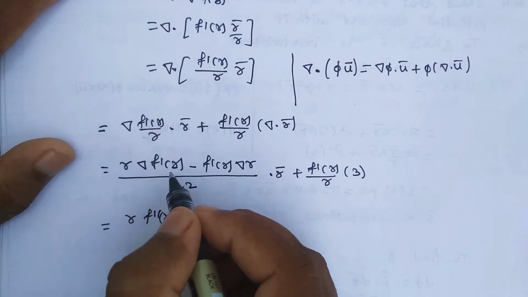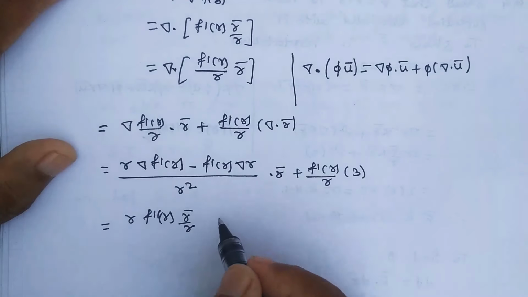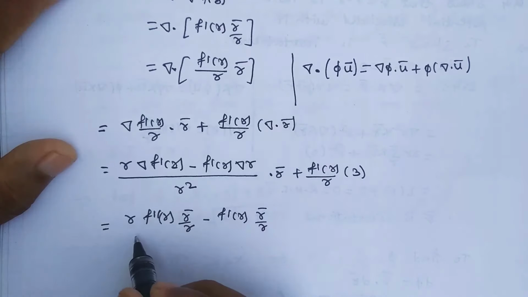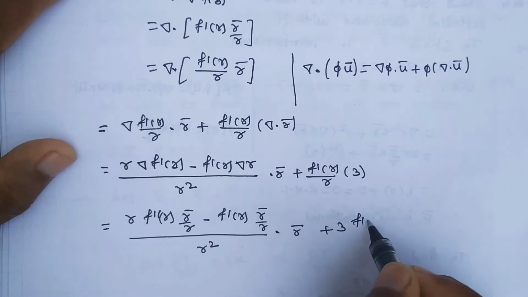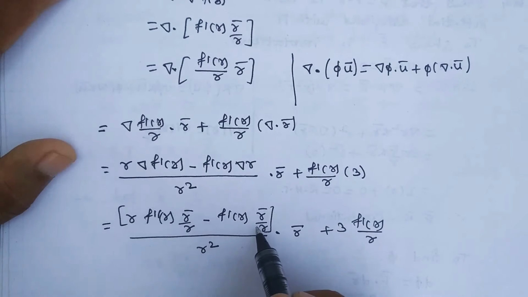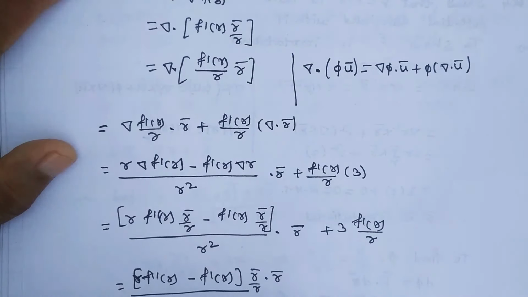So the derivative of f dash of r is f double dash of r into the derivative of r, that is del r, which is r bar upon r, minus f dash of r, the value of del r is r bar upon r square, dot r bar, plus this 3 times f dash of r upon r as it is. Now r bar upon r taking common from both these terms, we will get f double dash of r, this r minus f dash of r and r bar upon r dot this r bar, and the denominator is r square, plus 3 times f dash of r upon r.